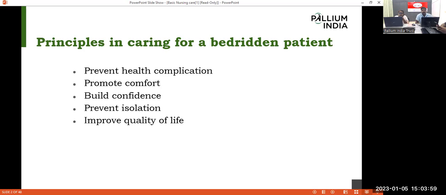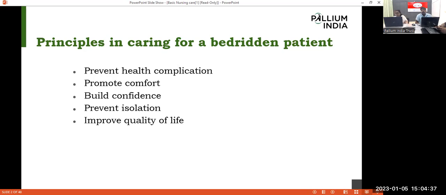The patient will feel the comfort and the confidence level will also build. Because the patient is now unable to do their self-care activity, but others are giving the total care for the person, the person will feel confidence building very much, and it prevents the feeling of isolation also. Suppose the patient is lying in bed in a single room, and the family members or caregiver are not giving any care or visiting in between, the person will feel isolated in that room.